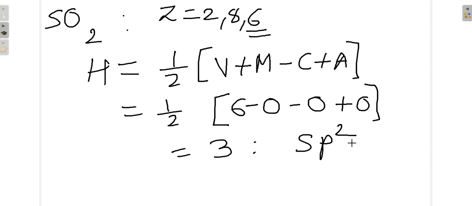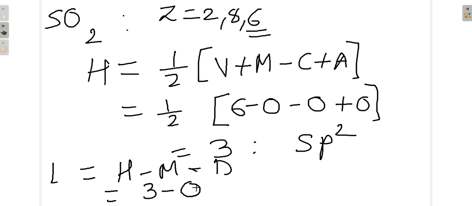Now let us find the number of lone pairs on the sulfur atom. The number of lone pairs is given by H minus N minus D. The index of hybridization is 3. There are no monovalent atoms, but there are 2 divalent atoms. It means one lone pair remains on the sulfur atom, which is not involved in bonding.